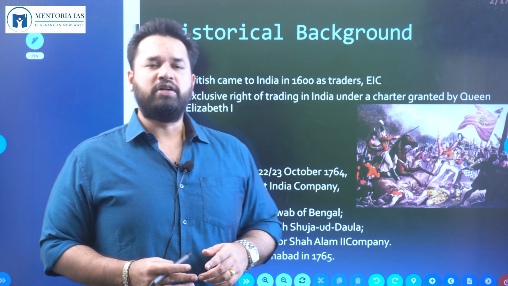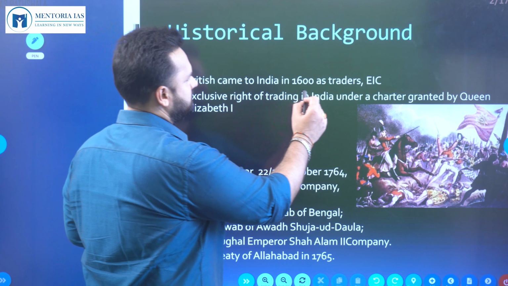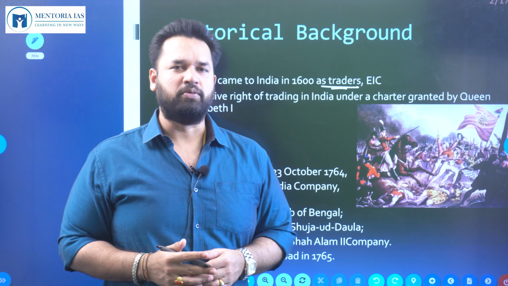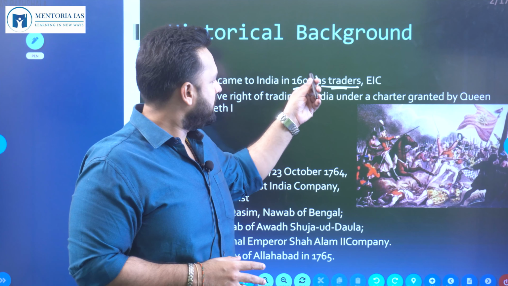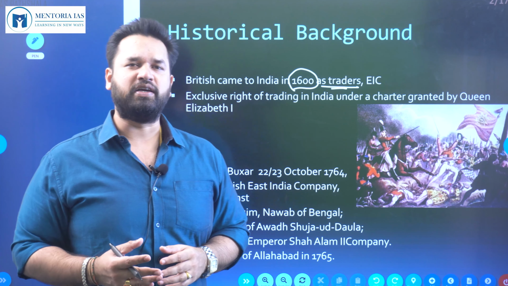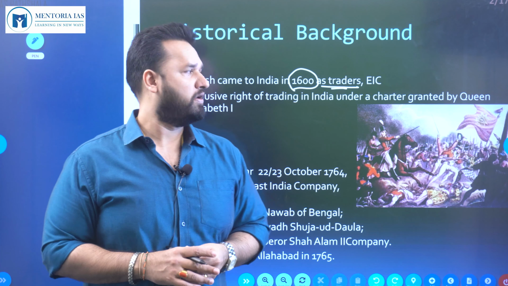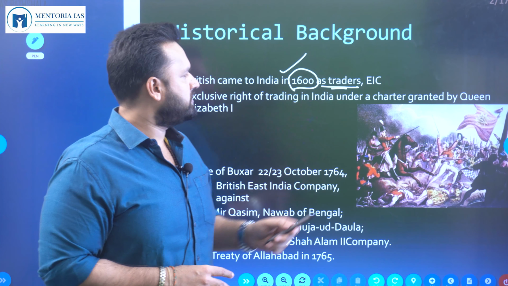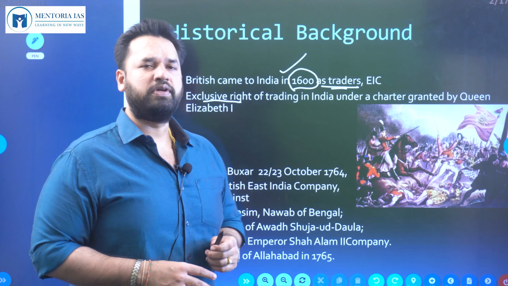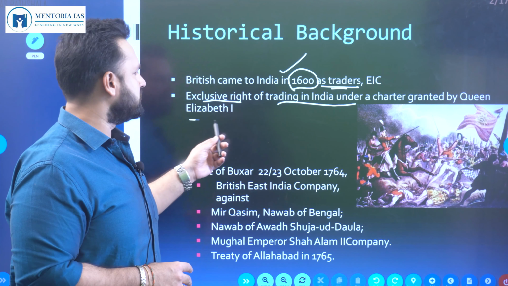How did the Britishers come into India? They came as traders because there was a lot of demand for spices in Europe. They came in the year 1600. They came to Jahangir and asked permission, and Jahangir gave them permission to establish factories at Surat and Kolkata. So that's how they started as traders. And then the British Crown gave them exclusive rights to trade in India under the charter of Queen Elizabeth.